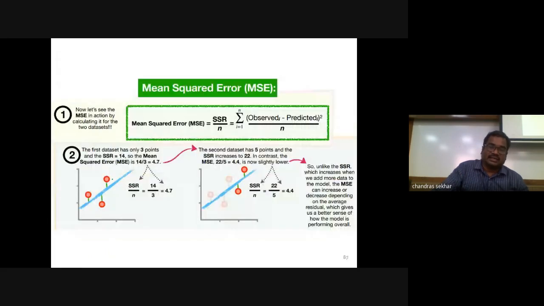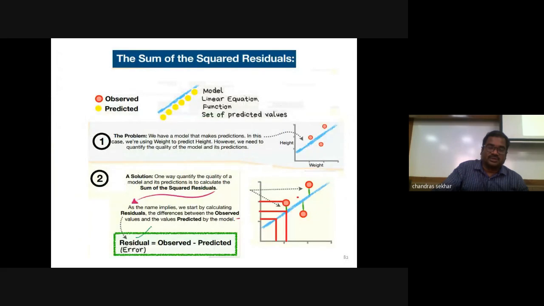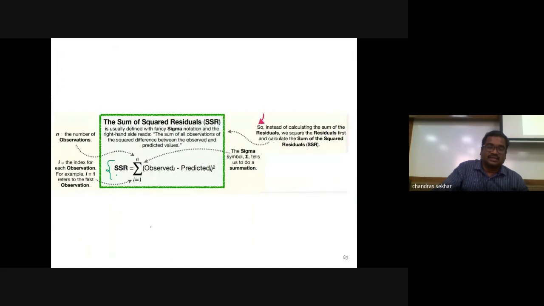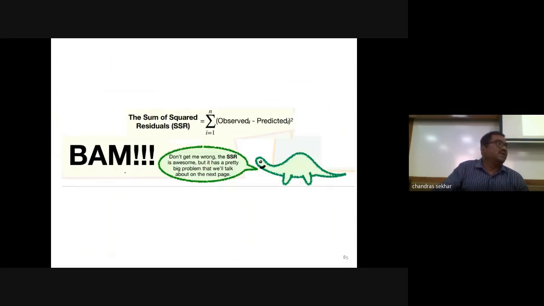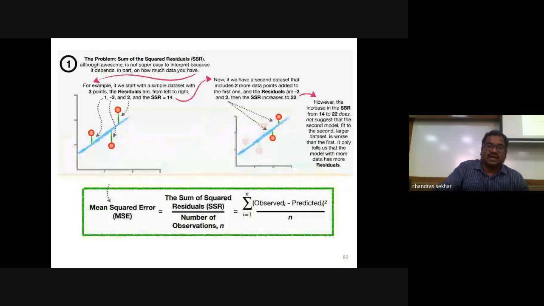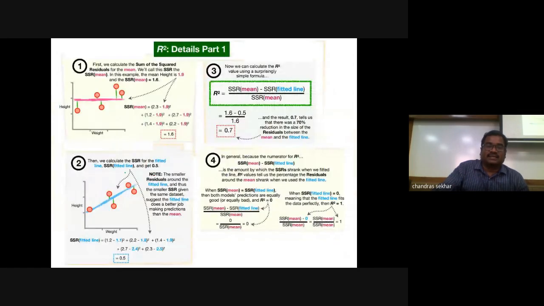In these errors, we observed the simple metric is the residual, that is observed minus predicted, and then we saw the sum of squared errors, and then we found the mean square error, because every metric depends either on the x-axis, that means the number of observations, or on the y-axis, that means the magnitude. Then we computed a metric called R square, which is independent of either x-axis or y-axis.